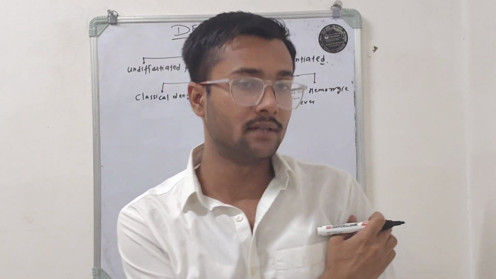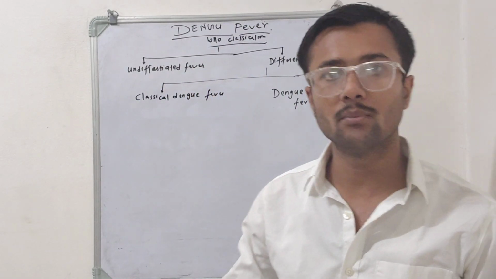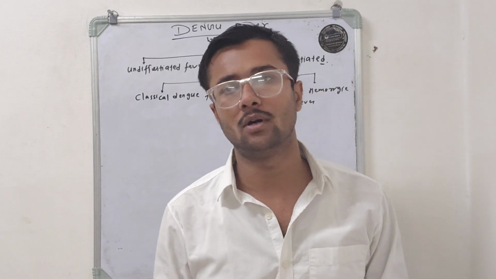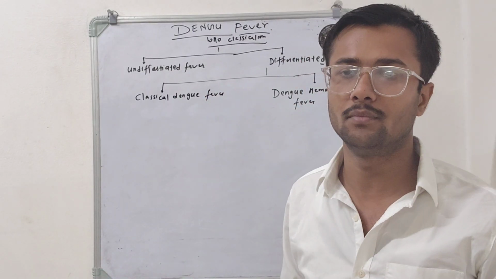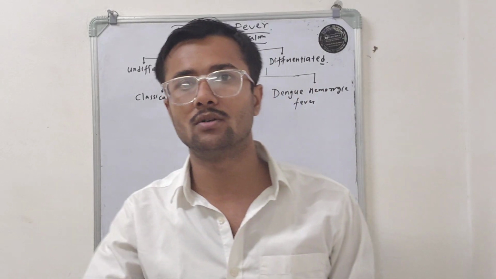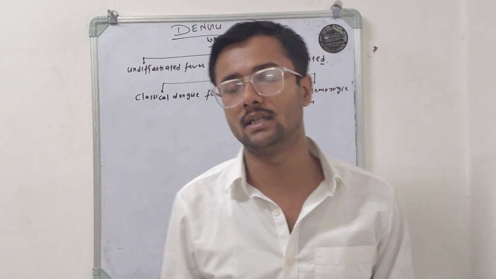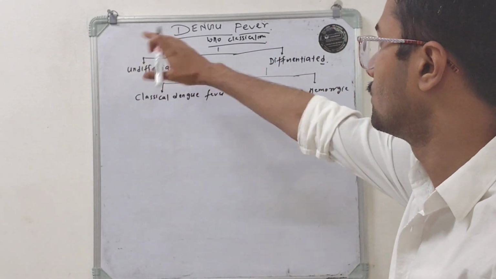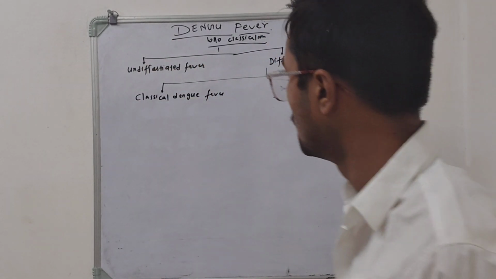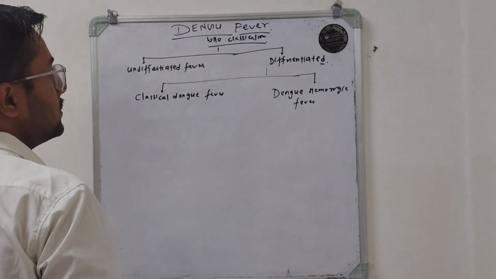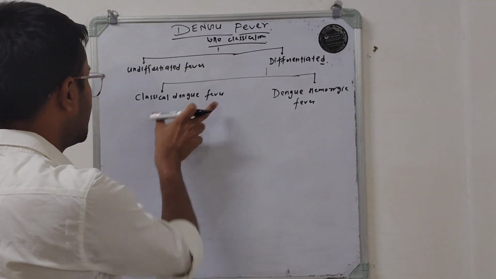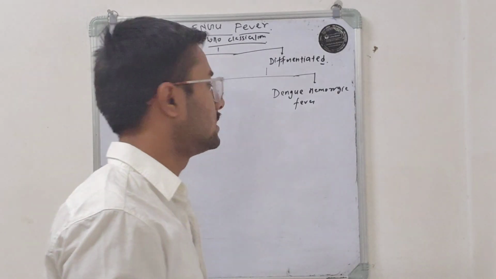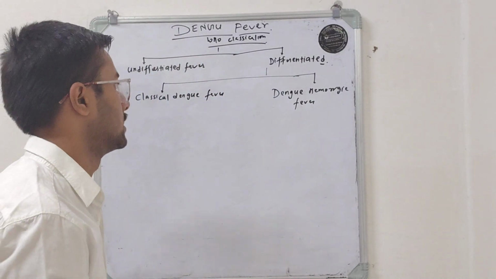Let's see why we classify dengue fever into different categories: because their management is different. First we need a clear-cut idea about which type of fever the patient has, or which stage of dengue fever they belong to. That's why this classification is very important to understand. The differentiated dengue fever is classified into classical dengue fever and dengue hemorrhagic fever.